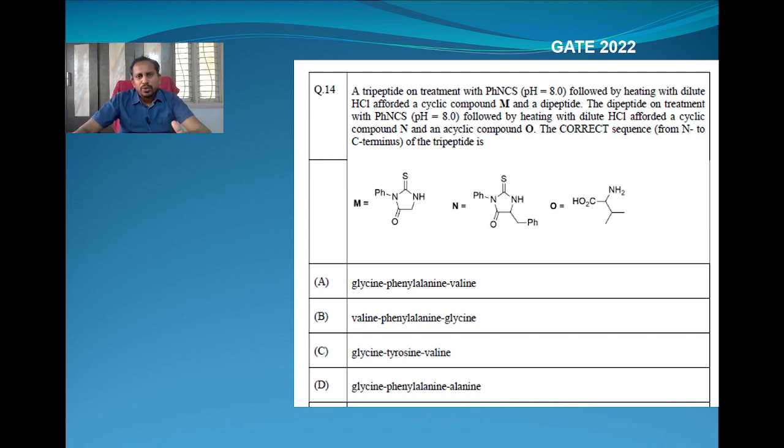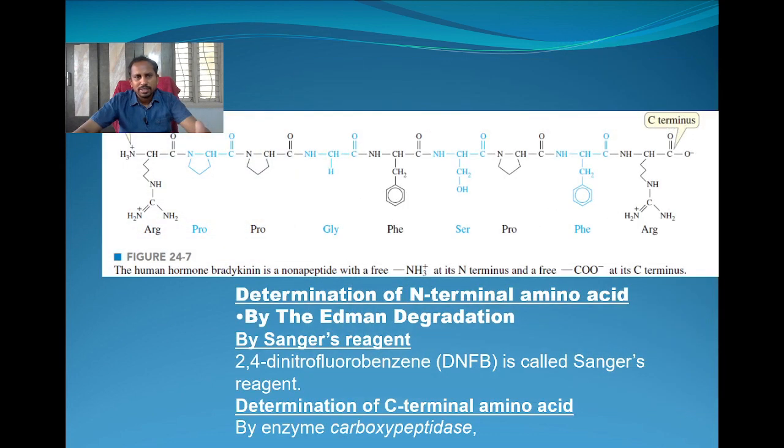To solve this question, we should have some basic idea about N group analysis. Listen, these are amino acids combined with each other. This is arginine, which combines by peptide bonds with proline, another proline, glycine, phenylalanine, serine, phenylalanine. This is an amino acid chain combined to form peptide bonds. This is the N terminal and obviously this is the C terminal. It ends with an amine, that's why this is the N terminal, and this is the C terminal.